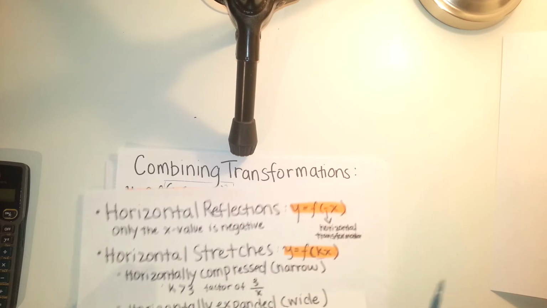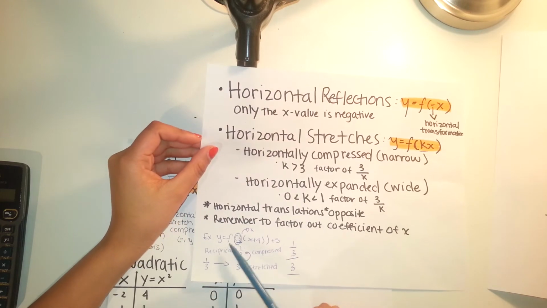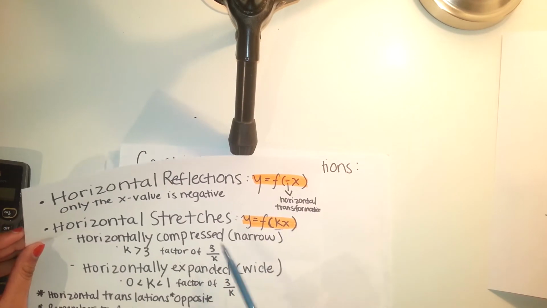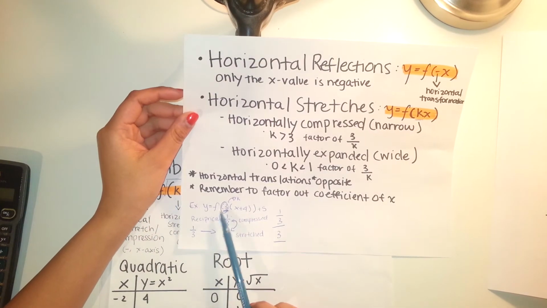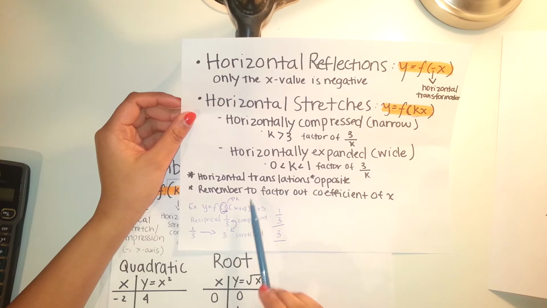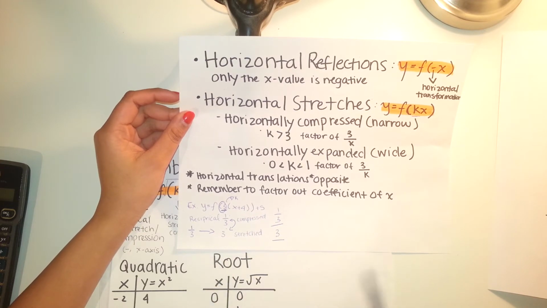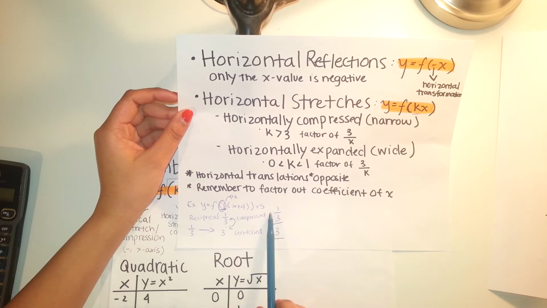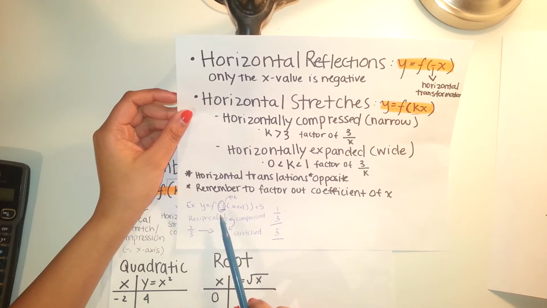So I have an example here that will help you understand this a little bit more. Looking at the k value, which indicates a horizontal stretch in your function, the k value here is 3. Since it's within the bracket, you would do the reciprocal of that, because the horizontal translations are opposite. So the opposite of that is 1 over 3. That would mean that the function is actually compressed.